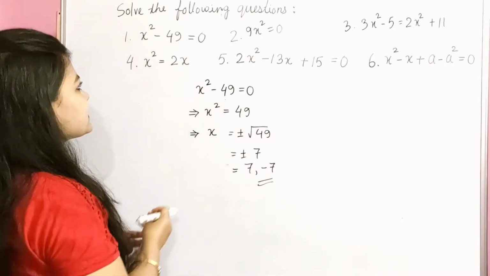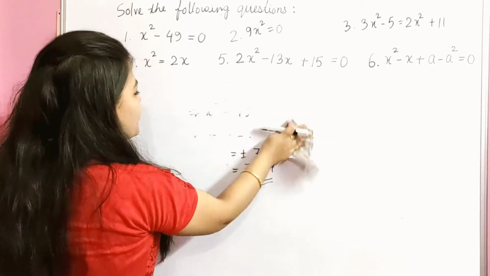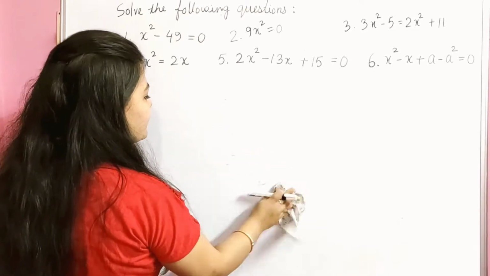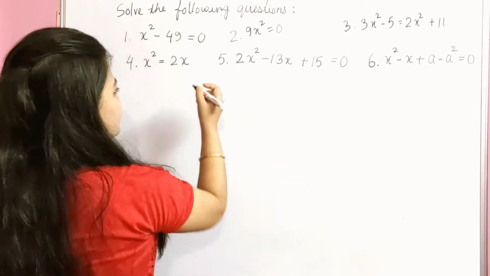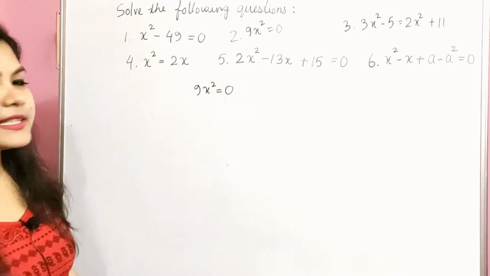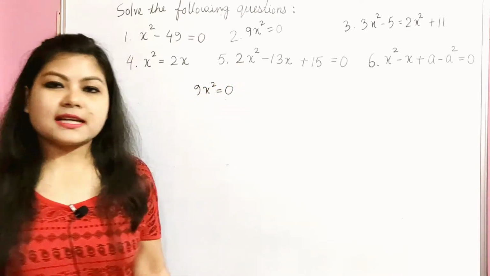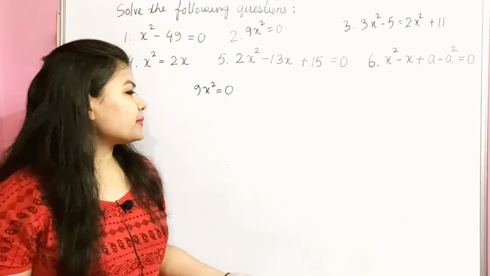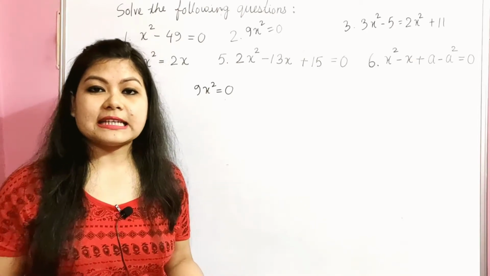Next question is very easy. Next question is given that 9x square equal to 0. Here the coefficient in front of x square is 9.